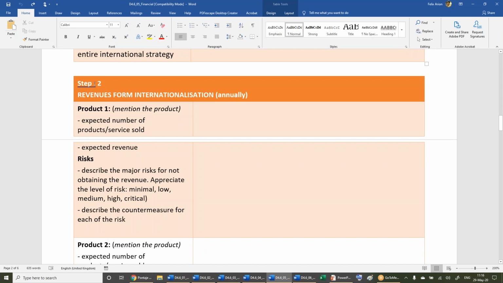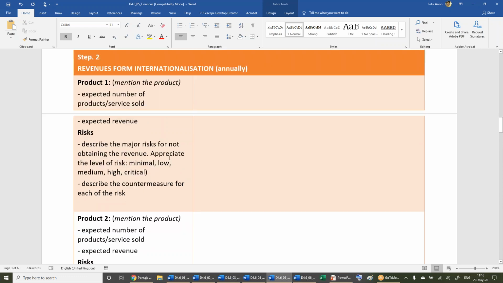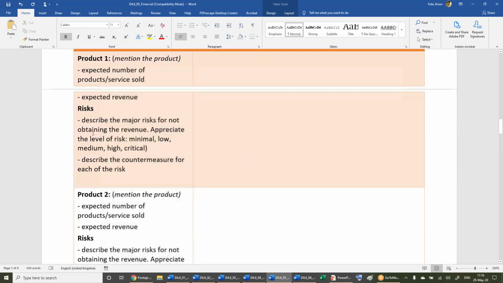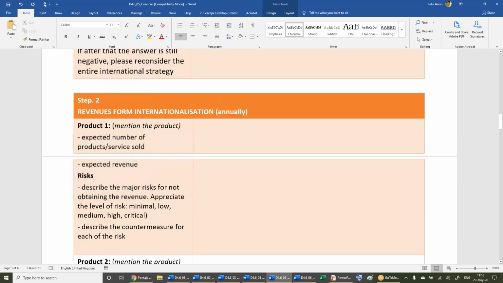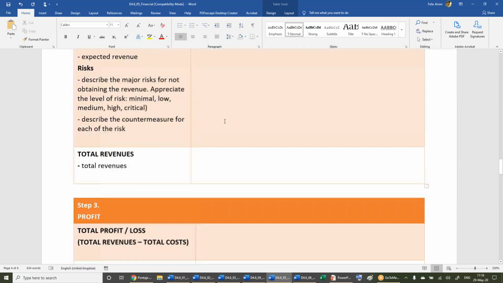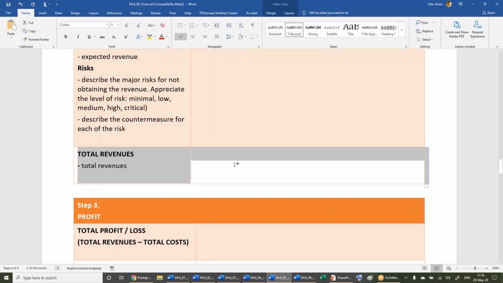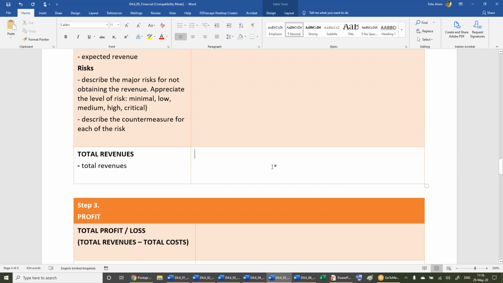Then, of course, for the products that you identified in step number 2, we look at all the products to see how much you expect to sell and what the revenues are, what the risks are, and of course, how you try to cover those risks. So the idea is that we need to see this, and of course, it can be done for as many products as possible that you have in mind. And at the end we will have the total revenues.